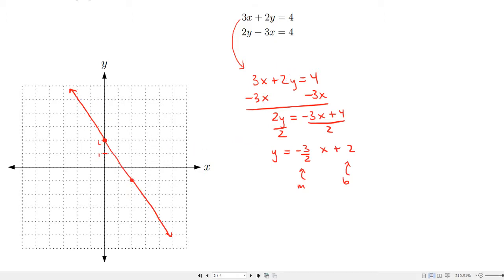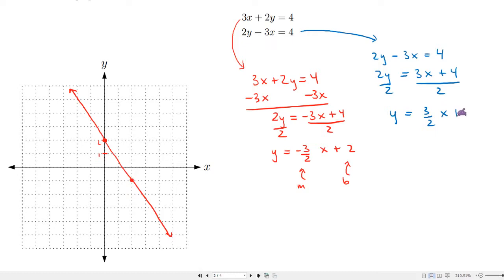For the second one, let's switch to a different color and solve this. So we have 2y minus 3x is equal to 4. So 2y, if I add 3x to the other side, and now divide both sides by 2, we have y is equal to 3 halves x plus 2. So now, well, we have the y-intercept is at 2, so I think we can see where the intersection point is. So the rise is 3 and the run is 2.